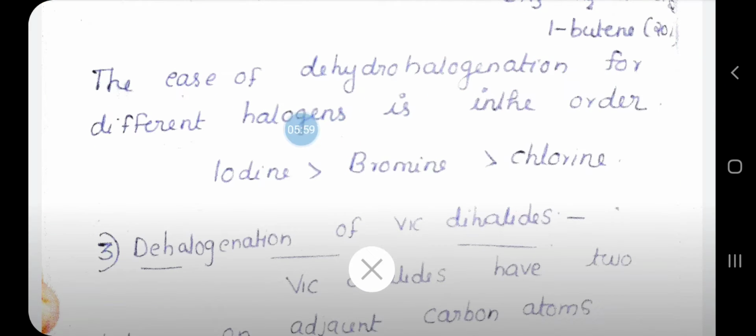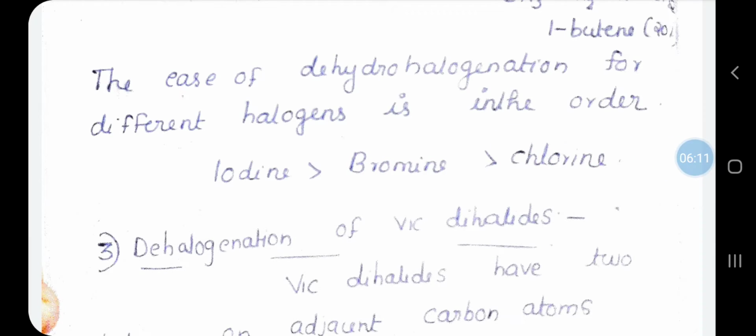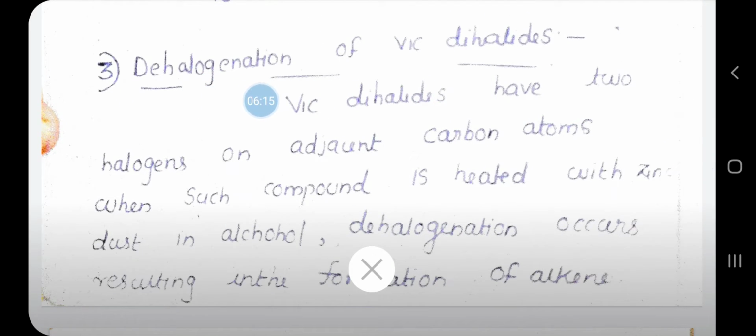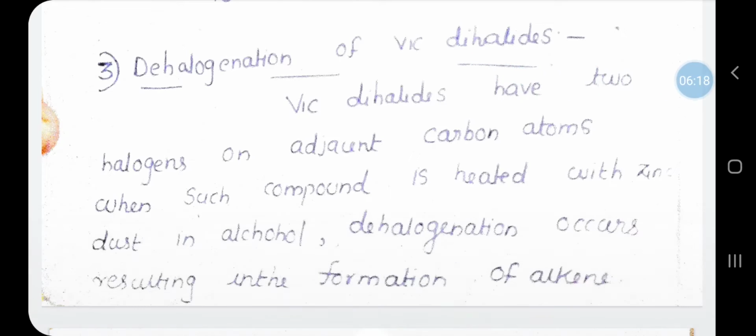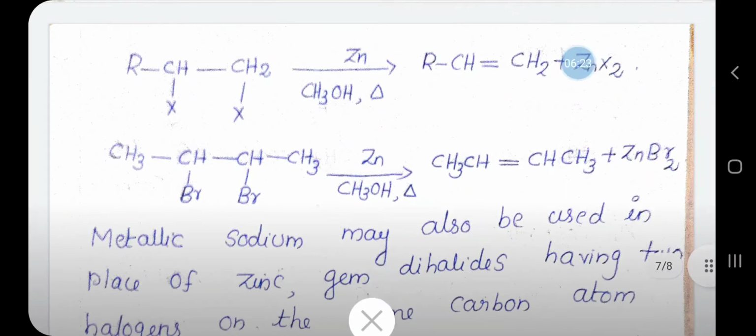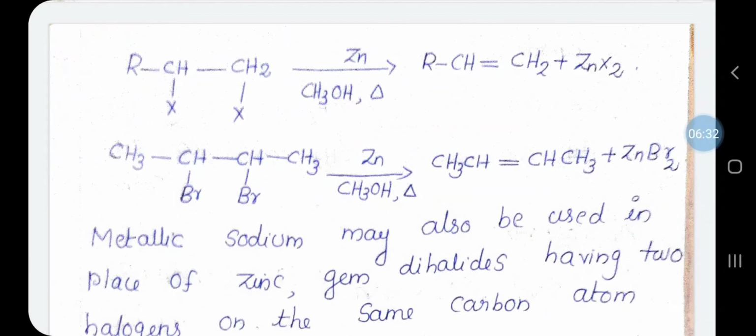Also, for different halogens, the dehydrohalogenation follows an order: iodine is more reactive than bromine and chlorine. The reason is the size of the halogen atoms. Next, coming to the dehalogenation of vicinal dihalides. We have two types of dihalides, vicinal dihalide and geminal dihalide. In a vicinal dihalide, two halogen atoms are attached to adjacent carbon atoms, while in a geminal dihalide, two halogen atoms are attached to the same carbon atom.